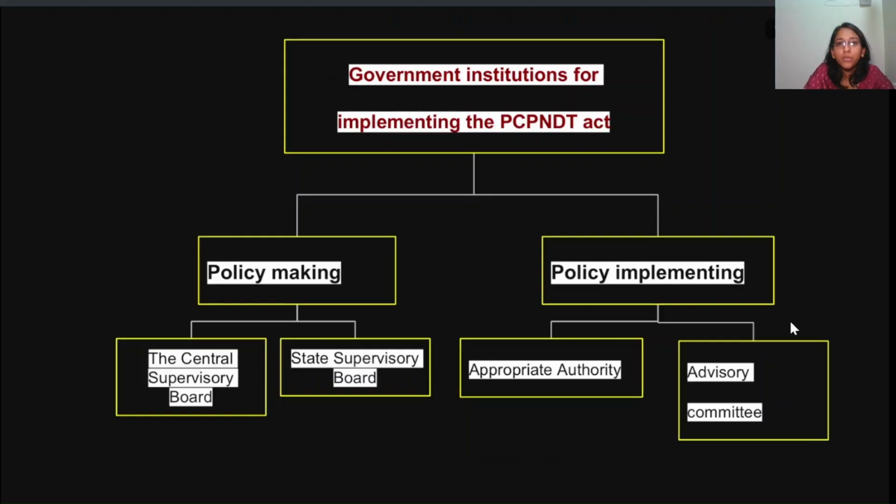Now coming to the government institutes which are given power to implement the PNDT Act. What all institutes come under the PNDT Act? This is for putting the legislation into practice. There are two types of activities under the PNDT Act. First is policy making, next is policy implementing. For making the policies, we have the Central Supervisory Board and the State Supervisory Board, and for implementing the policies we have the appropriate authority and an advisory committee. Let's see the power of each of these government institutions.